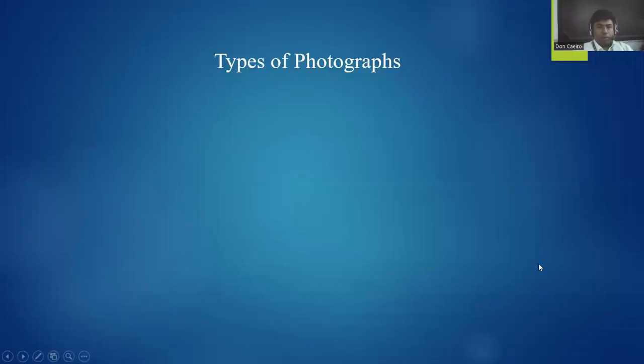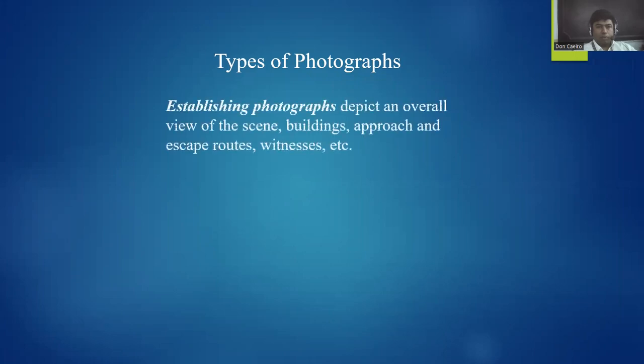In this session, we'll be dealing with the types of photographs. Basically, we will be taking three types of photographs in a crime scene. The first one is the establishing photograph, or you can also call it the overall photograph. This photograph is taken of the overview of the scene, buildings, approaches, and escape routes, and if there are any witnesses, their houses, etc., where it exactly comes in the scene of crime.